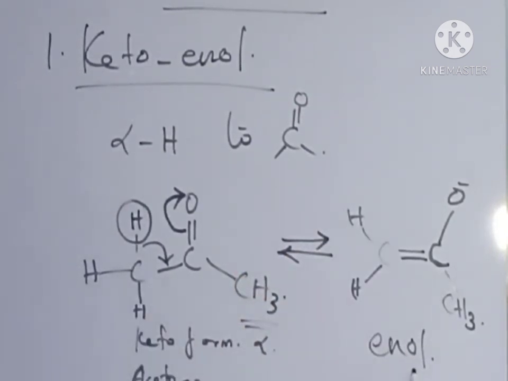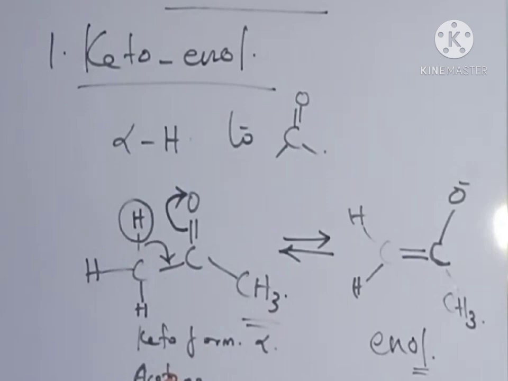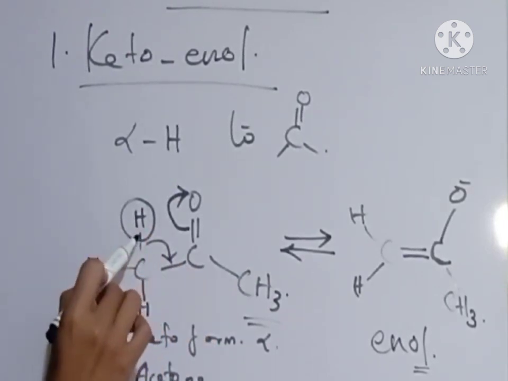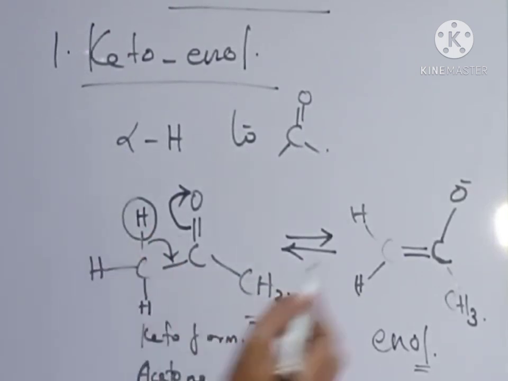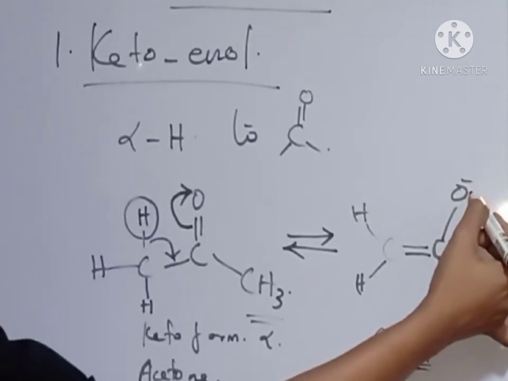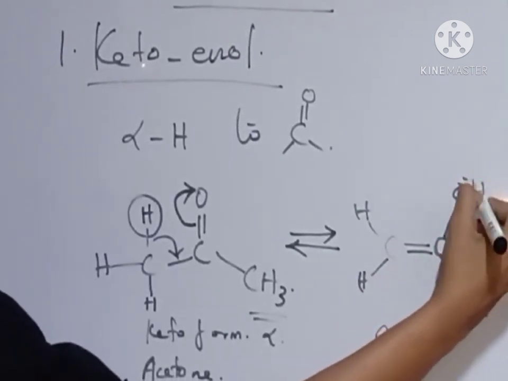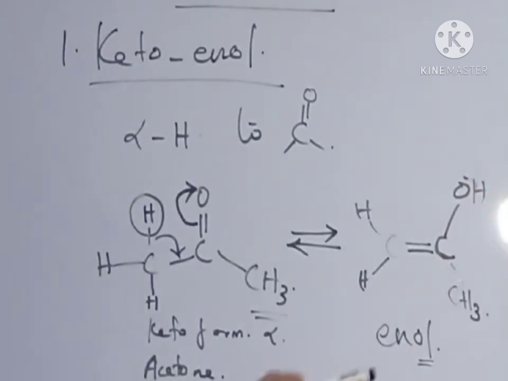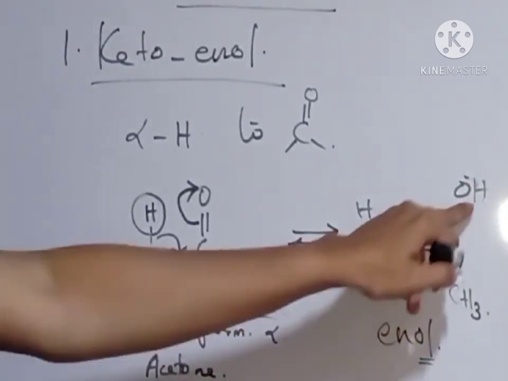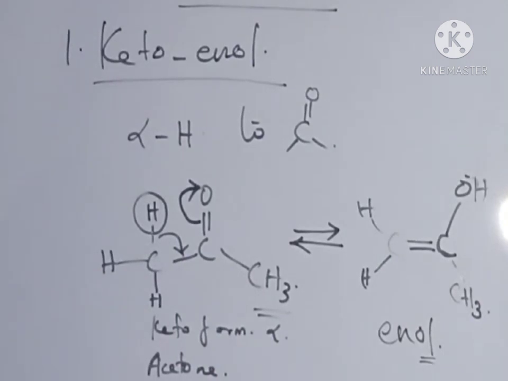And why is this enol? An OH group is there. That means the shifted hydrogen from the alpha position will be attached to this O- and this will be converted into OH. That is why this is enol. That is, a double bond attached to an OH group.